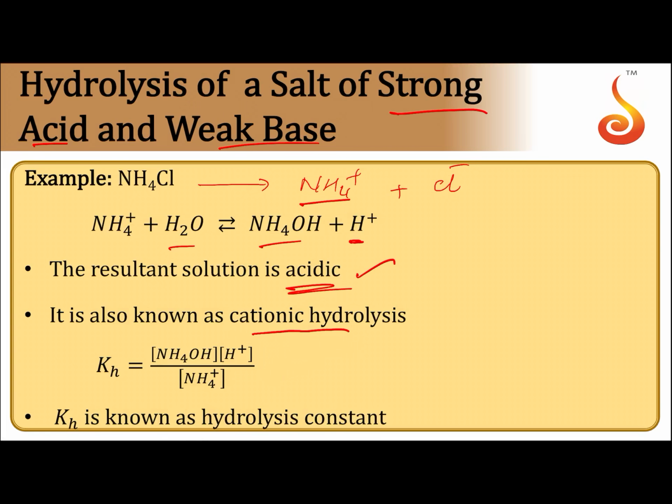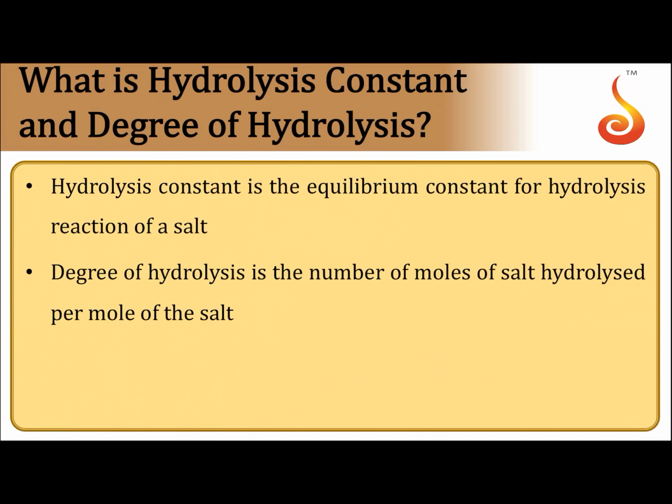It is also called cationic hydrolysis because here the cation reacts with water. Now coming towards the hydrolysis constant, Kh will be equal to the product of ammonium hydroxide and H plus divided by ammonium ion. The product of ammonium hydroxide and H plus by NH4 plus ions gives us the hydrolysis constant, which is called Kh.